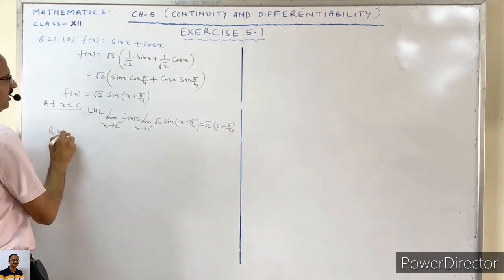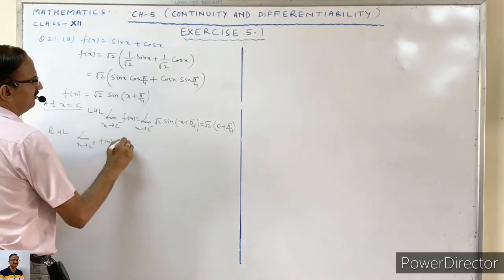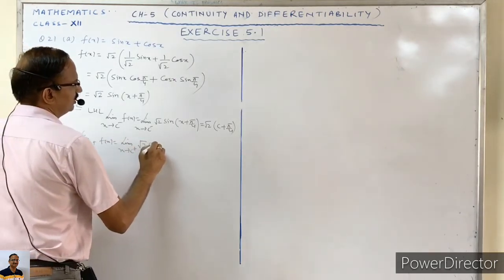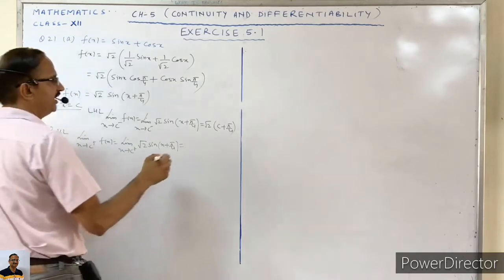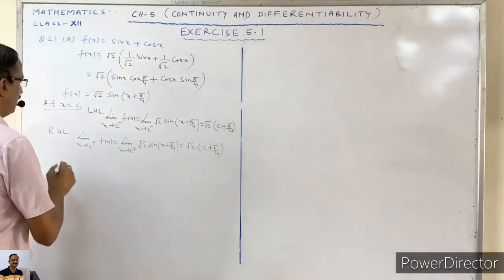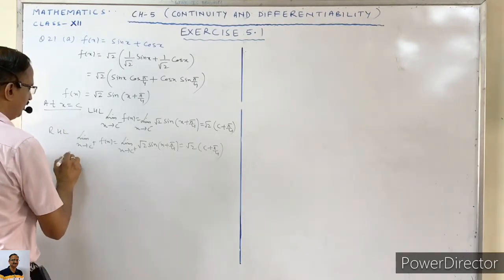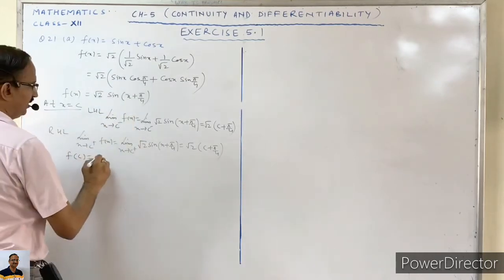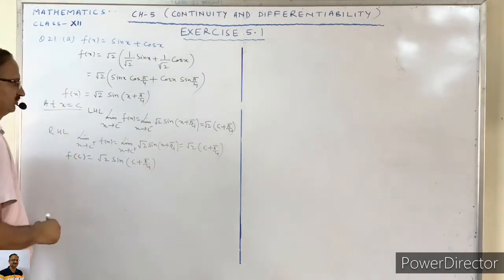Now the right hand limit is limit x tends to c plus f(x) equals limit x tends to c plus, this is root 2 sin(x plus pi by 4). Now when we put the value of x, then we will get root 2 sin(c plus pi by 4). Now the value of the function at x equal to c, so f(c) is, we will put the value of x. So this is root 2 sin(c plus pi by 4).